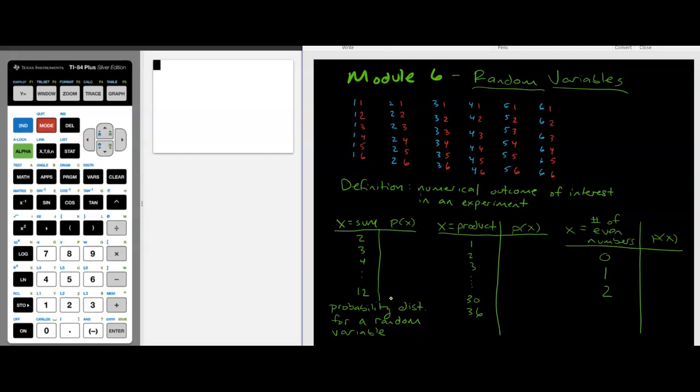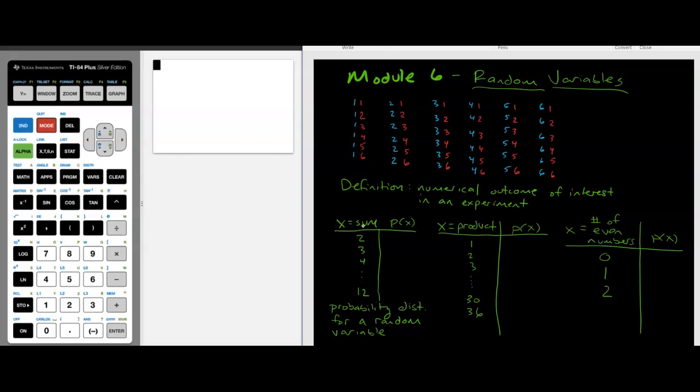And so, same thing here. I could have a probability distribution for this particular random variable. I could have a probability distribution for this one.